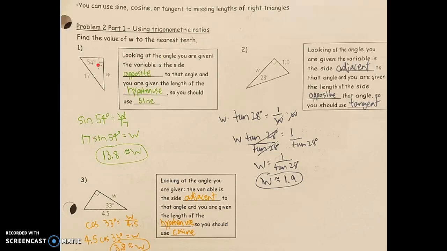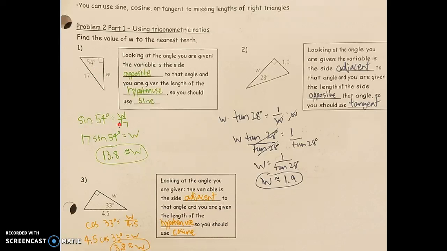In problem 1 here, finding W, we're trying to find that just by knowing this angle and the hypotenuse. Looking at the angle that we're given, this 54 degrees, the variable's on the side that's opposite, and again we're given the length of the hypotenuse. So if I think opposite and hypotenuse, we want to be thinking sine. Again, if I think of SOHCAHTOA, the opposite and hypotenuse was the first part of that, so that gives us the sine function. So sine is opposite over hypotenuse, and if I want to set that up, that's saying that the sine of this angle, sine of 54, is opposite over hypotenuse, so sine of 54 is W over 17.